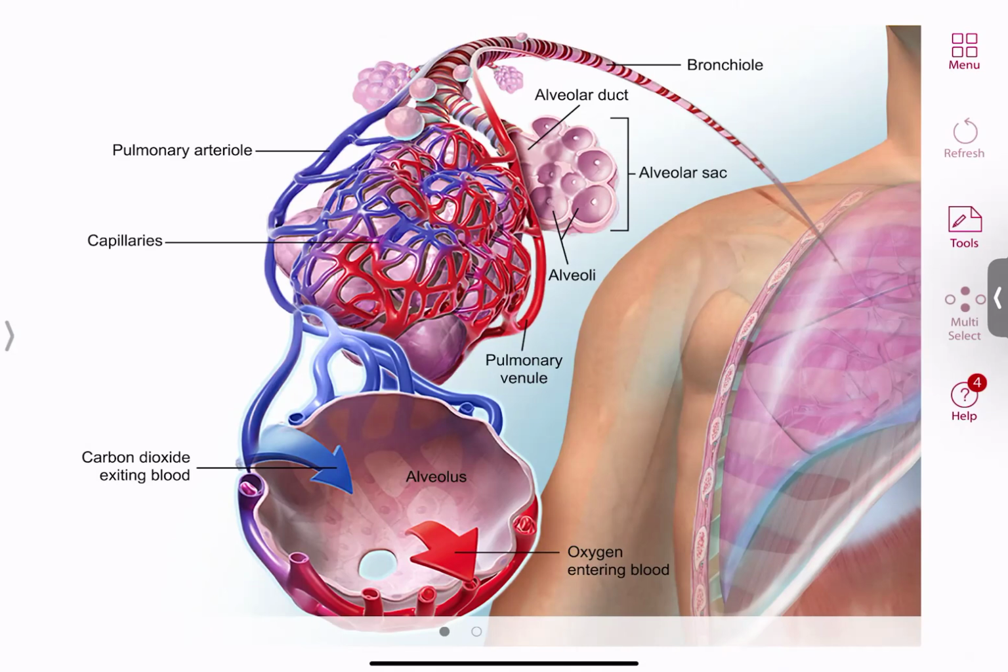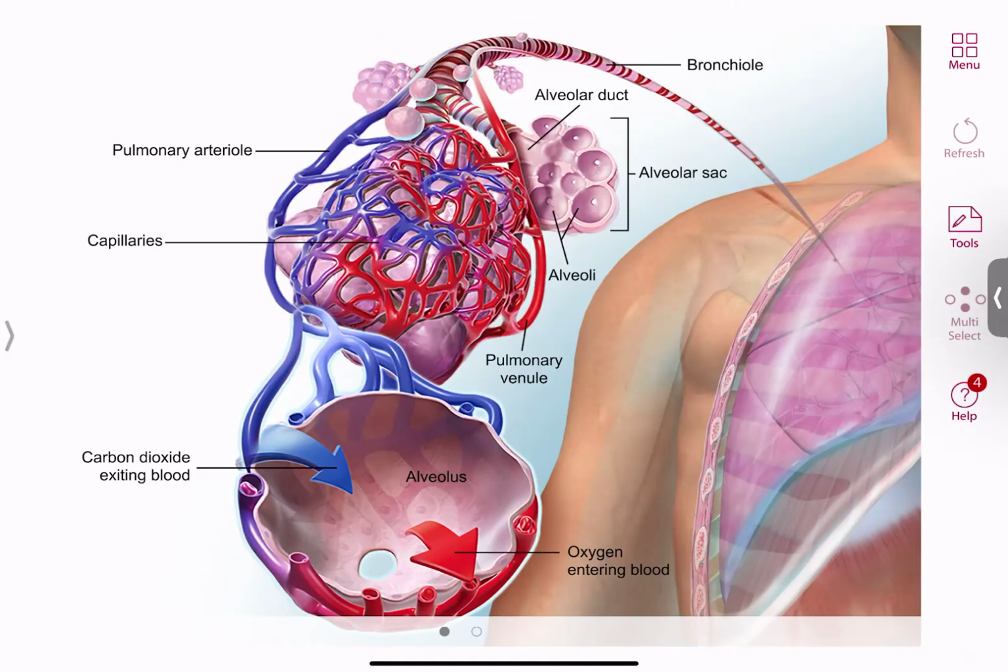Now, due to the extreme thinness of the walls of the alveoli, it is easier for the gases to move across rapidly to and from the blood vessels surrounding the alveoli. Now, you can see the blood capillaries surrounding the alveoli. These capillaries are formed by the division of the pulmonary artery. A pulmonary artery is the artery that brings deoxygenated blood from the heart to the lungs for oxygenation.